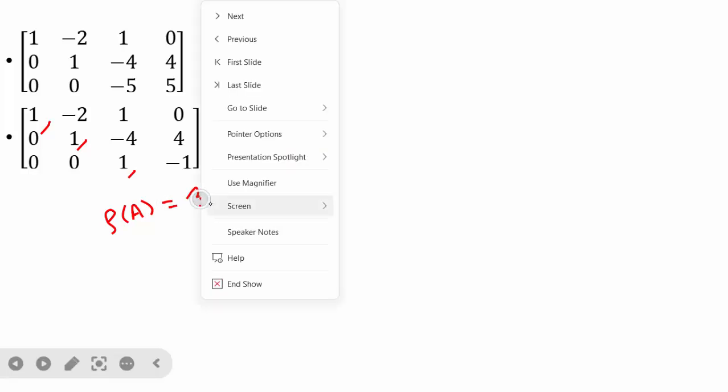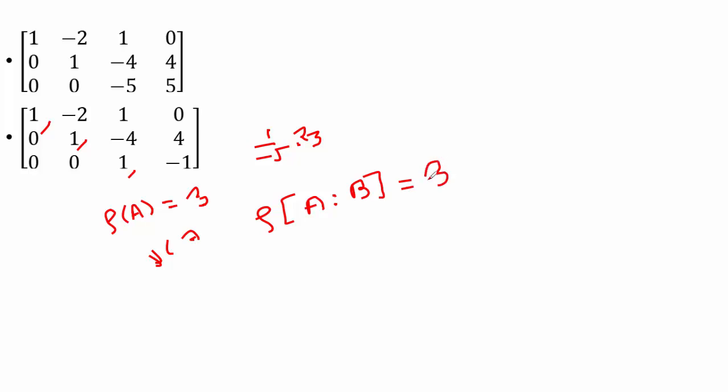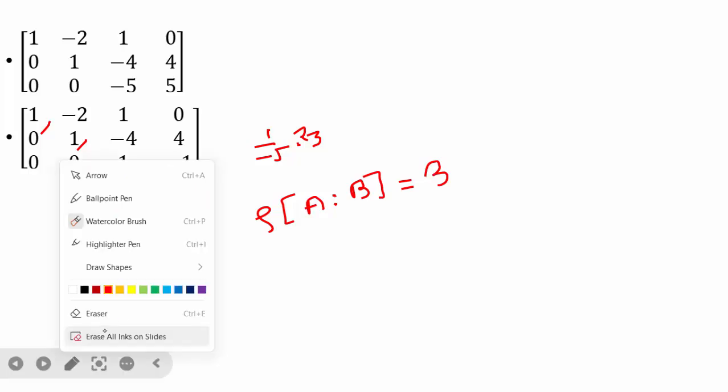And rank of AB. What is the rank of AB? It is also 3, because it also has 3 leading ones. Therefore, it is 3. And since rank A equals rank AB, the system is consistent. System is consistent means the system has a solution, either one solution or infinite solutions. Therefore, the system is consistent. We have determined the system is consistent, that means a solution exists. Now we shall try to obtain the solution.